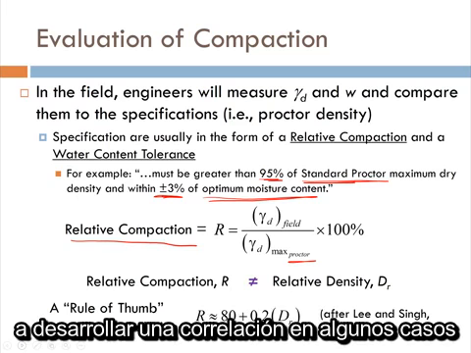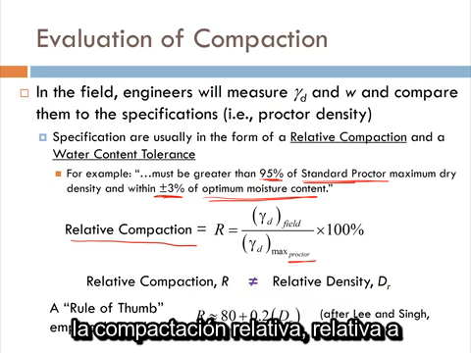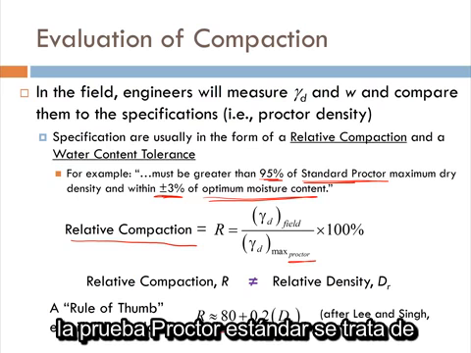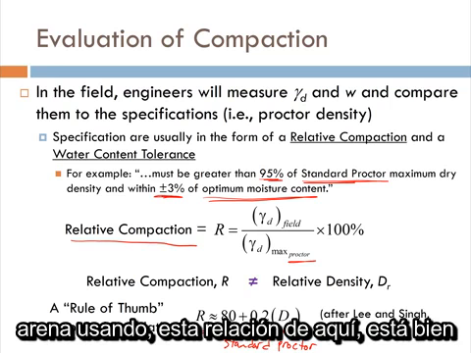But if we were to develop a correlation, some researchers have done that and said the relative compaction relative to a standard Proctor test is about correlated to the relative density of the sand using this relationship here.